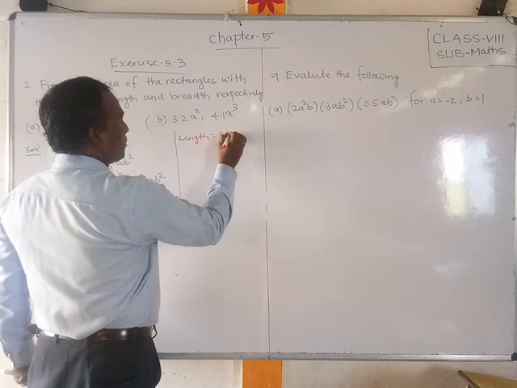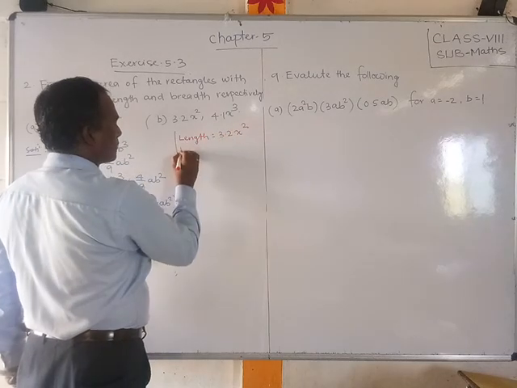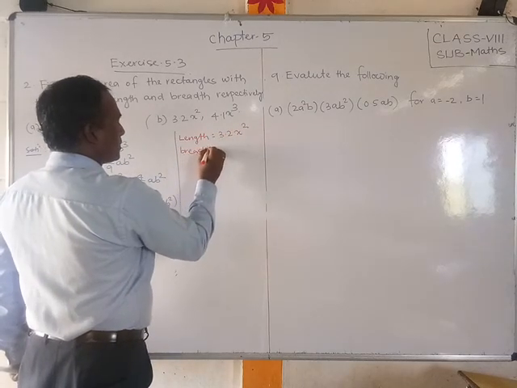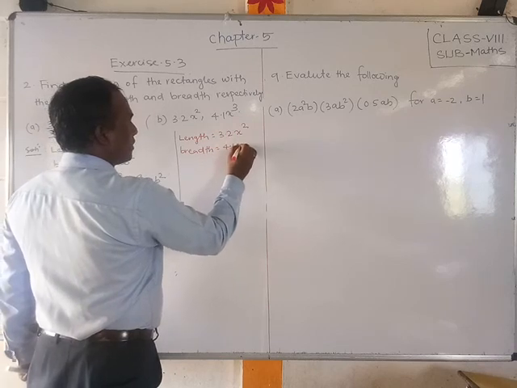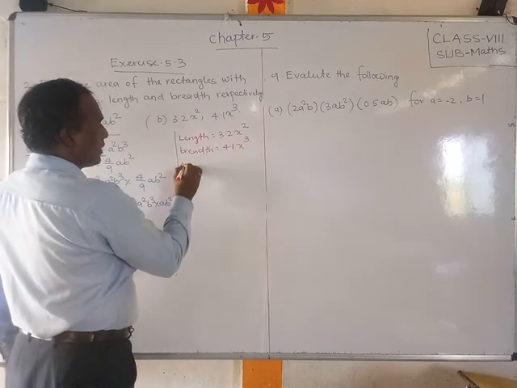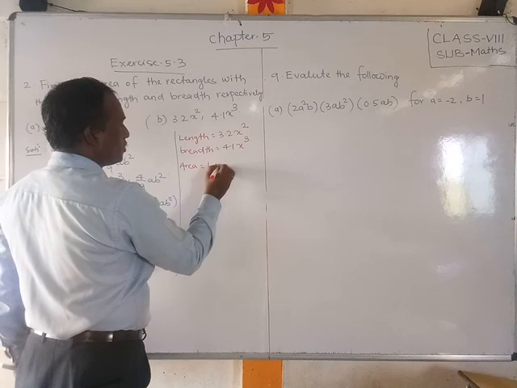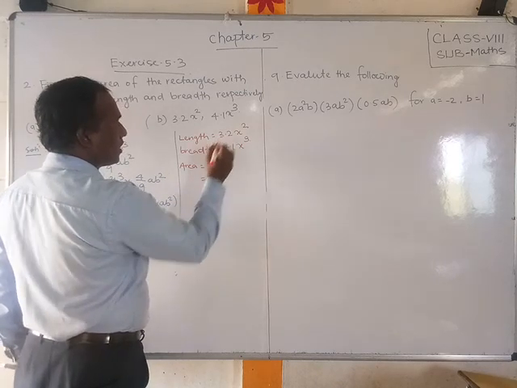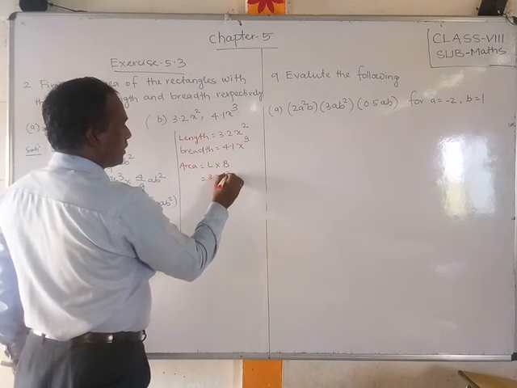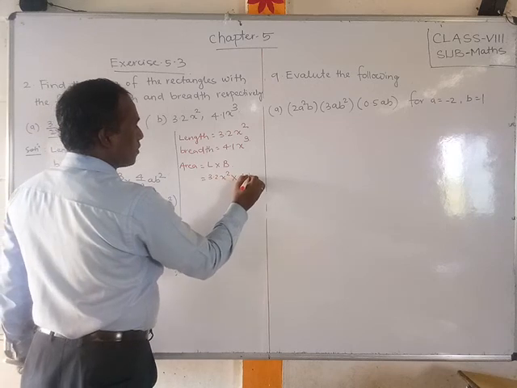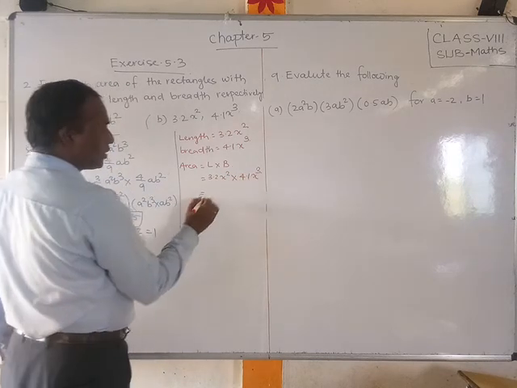Length is equal to 3.2 x square. What is the breadth? Breadth is equal to 4.1 x cube. So area is equal to length into breadth. Length is 3.2 x square, breadth is 4.1 x cube. What will we do, students?